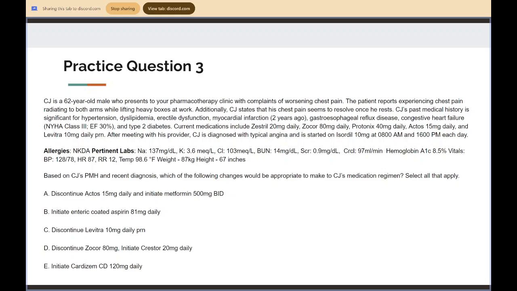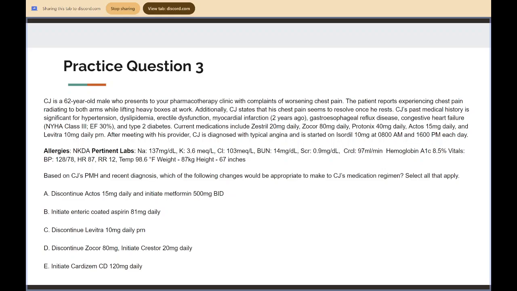Cardizem is the brand name for diltiazem. And diltiazem, as you know, is a non-DHP calcium channel blocker. We're going to avoid these in patients with systolic heart failure because it has negative inotropic effects. With the ejection fraction already being 30%, diltiazem would be inappropriate for this patient. A better choice would be a beta blocker, such as metoprolol, carvedilol, or bisoprolol. So that's why choice E is out.